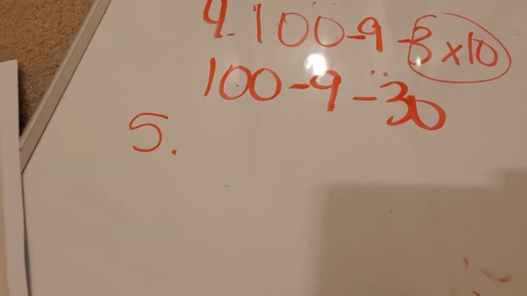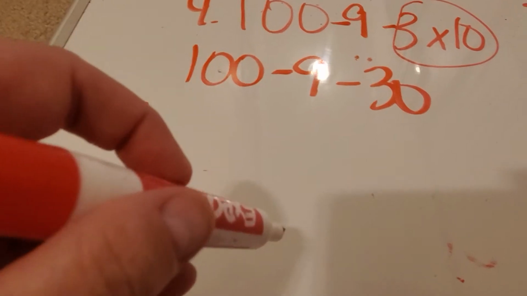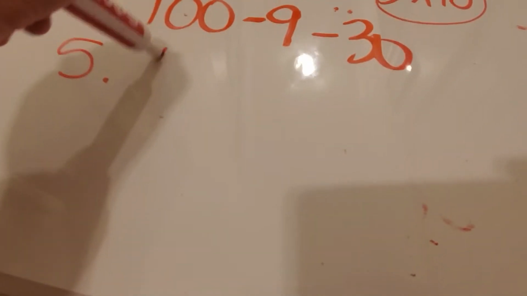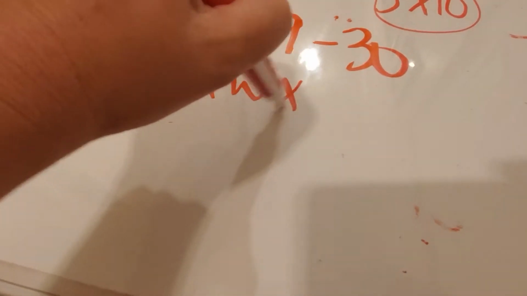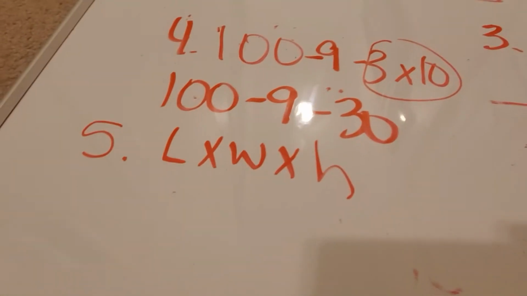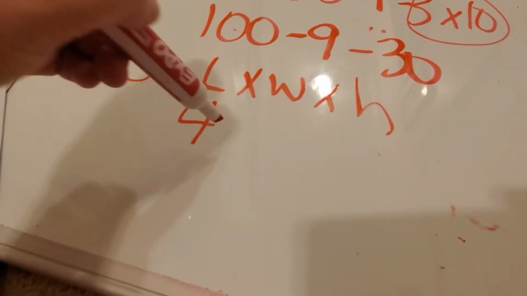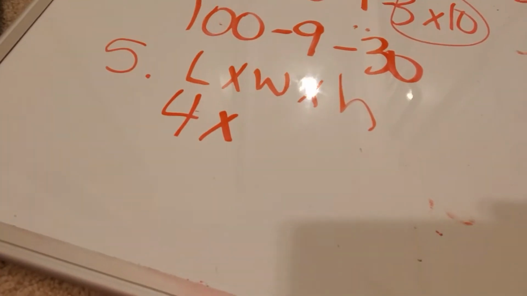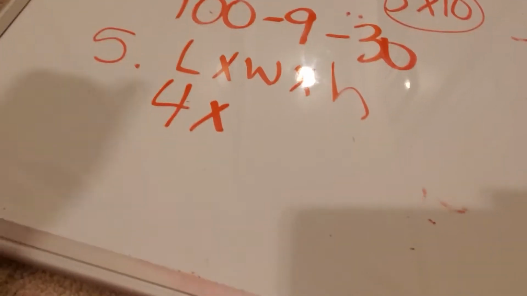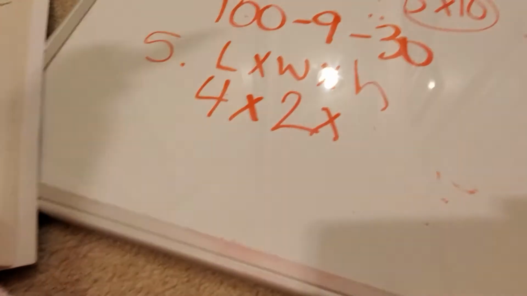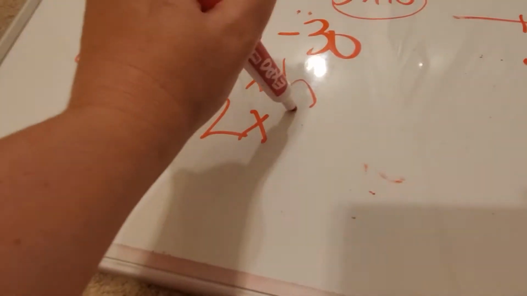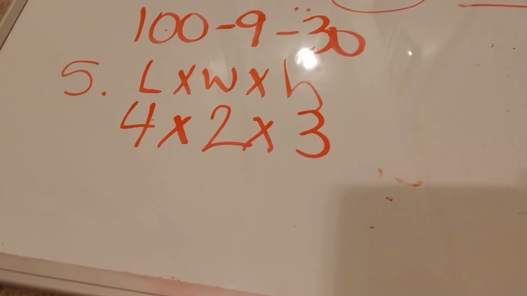On number 5, remember this is volume. Volume, length times width times height. Well, if you count the little squares, my length is 4, right? If you count the width, that means how fat it is. I've got 2 little blocks. And they tell you that the height is 3. So just multiply those numbers, guys.